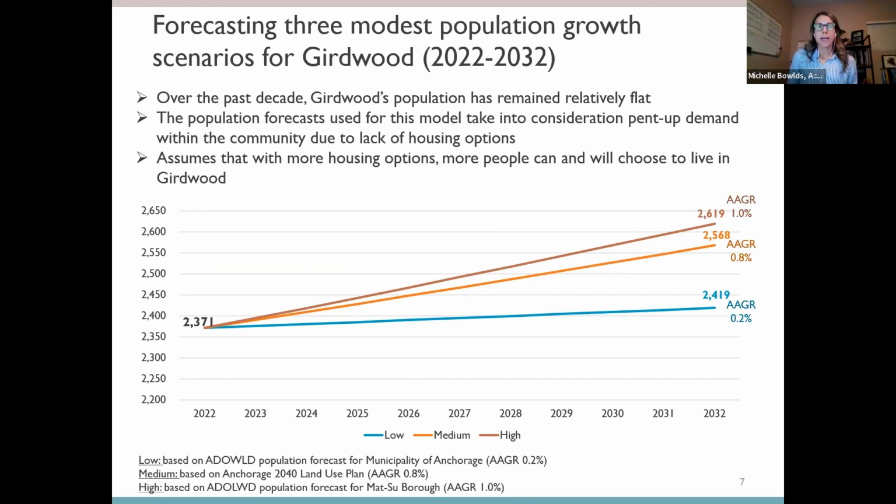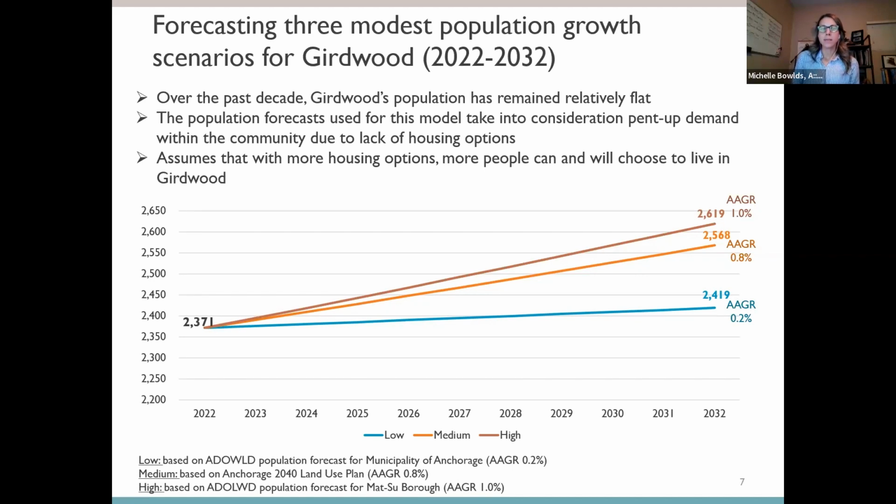For this forecast, we're forecasting 3 modest population growth scenarios in Girdwood. Over the past decade, Girdwood's population has remained relatively flat. The population forecasts used for this model take into consideration some pent-up demand that has been identified in the community due to lack of housing options. This model also assumes that with more housing options, more people can and will choose to live in Girdwood.